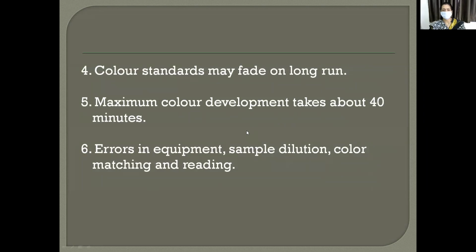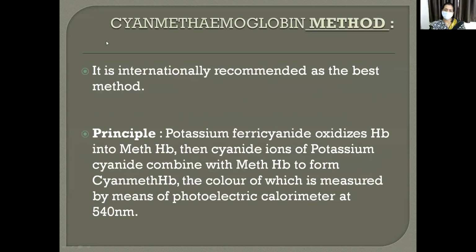Sahli's acid hematin method. You have to remember the principle, and the gold standard method for estimation of hemoglobin is the cyanmethemoglobin method, which is also used in the automated cell counters now. It is the best method, so you have to remember its principle: potassium ferricyanide oxidizes hemoglobin into methemoglobin. Then the cyanide ions of the potassium cyanide combine with the methemoglobin to form cyanmethemoglobin, the color of which is measured by a photoelectric colorimeter at 540 nanometers.